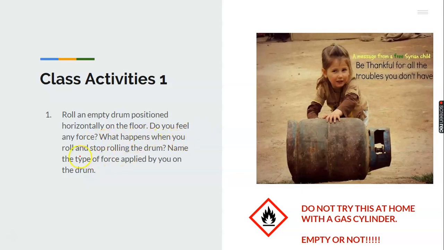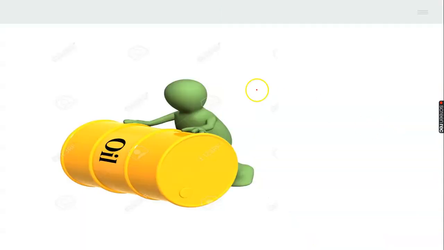What happened when you roll and stop rolling the drum? During the time you are rolling on a horizontal floor, what do you notice? What are the things that happen? So you have to tell me that, as well as when you stop rolling the drum, what happened. Then name the type of force applied by you on the drum. You get there by the time we talk about types of forces. This is another one, another person rolling a drum. It's an empty drum anyway. It was filled with oil initially, but it's now empty, being rolled by a cartoon.